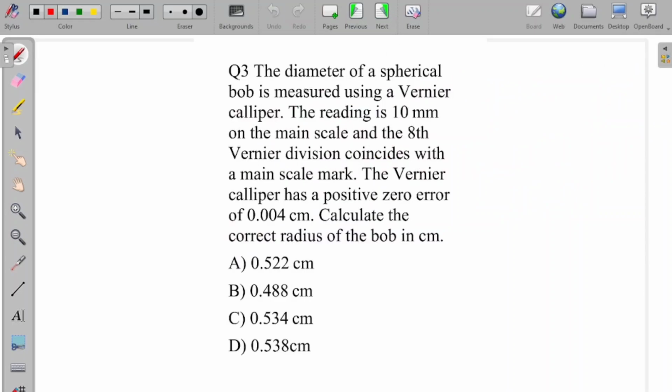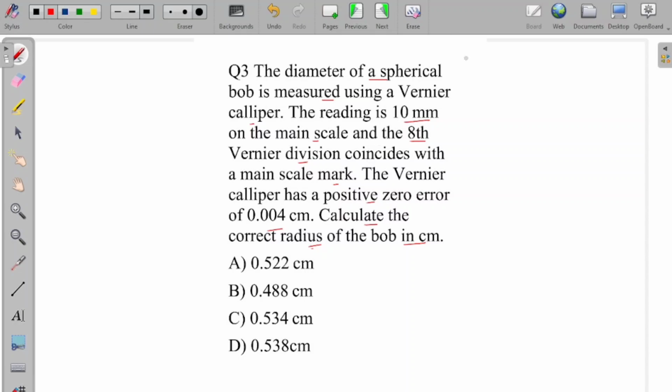Now next question, question number 3 says the diameter of a spherical bob is measured using a Vernier caliper. The reading is 10 millimeter on the main scale and the 8th Vernier division coincides with the main scale mark. The Vernier caliper has a positive zero error of 0.04 centimeter. Calculate the correct radius of the bob in centimeter. So we have to calculate the correct radius.